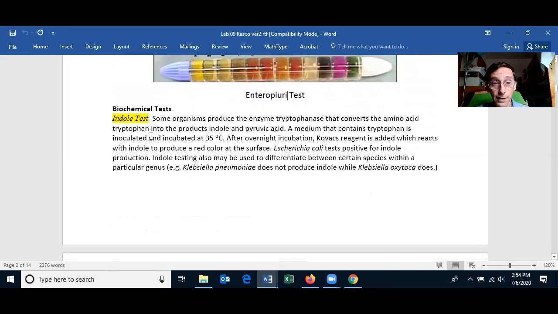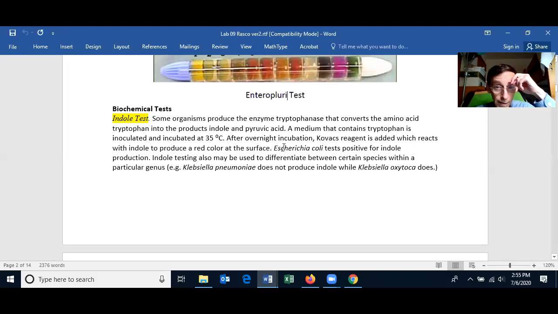The Indole test is looking for the enzyme tryptophanase, which converts the amino acid tryptophan to indole and pyruvic acid. And you're looking at the production of indole, and if that is made, then the enzyme tryptophanase is found, and that's what the Indole test is looking at.